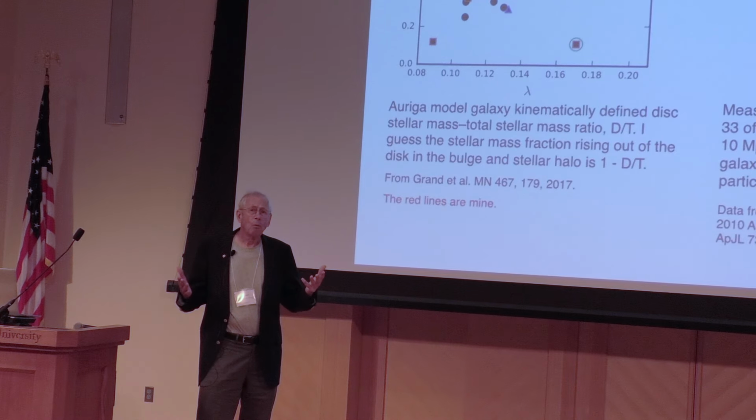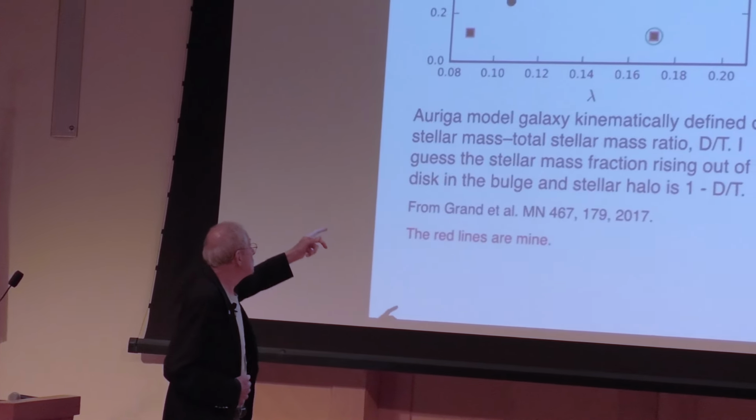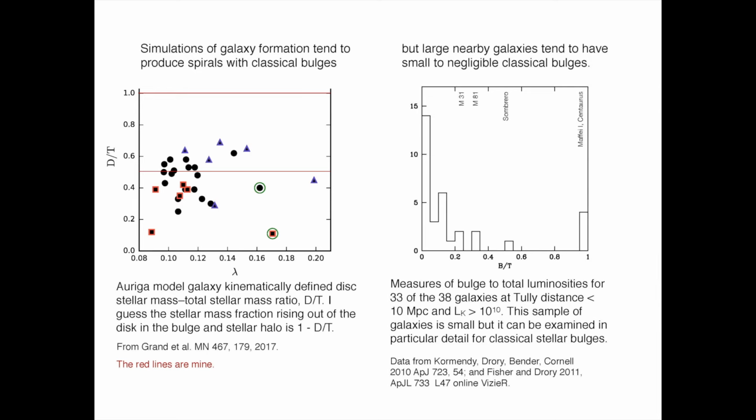blame the computers for what is obtained here. They're just reporting what the physics says, and what it says is the horizontal axis is a measure of angular momentum. Vertically, the red line in the middle is equal light in disk and in bulge plus stellar halo. And we see that a galaxy like M81, which has a bulge to total of about 0.3, has a disk to total of about 0.7. It's running at about the top of that distribution. All of these guys have large bulge to total ratios, small disk to total.